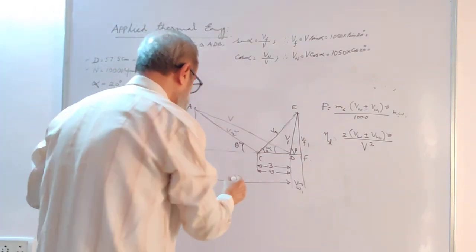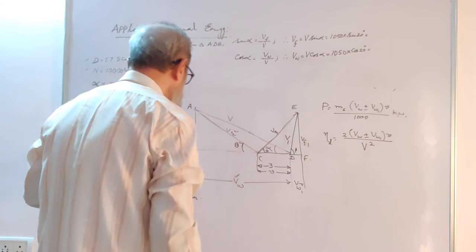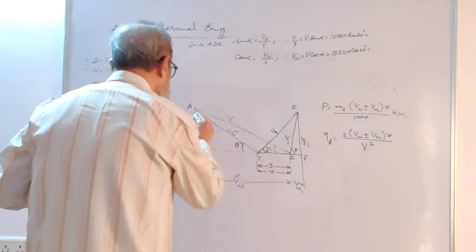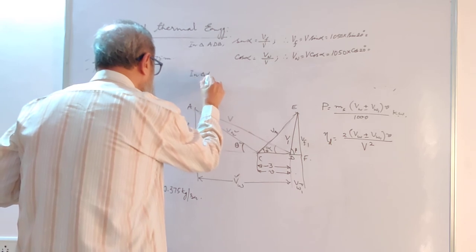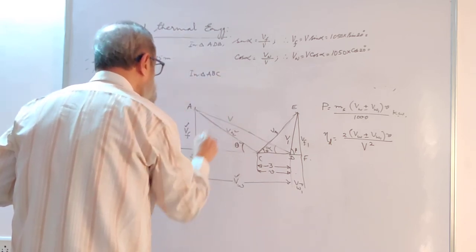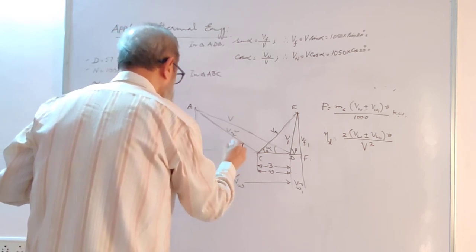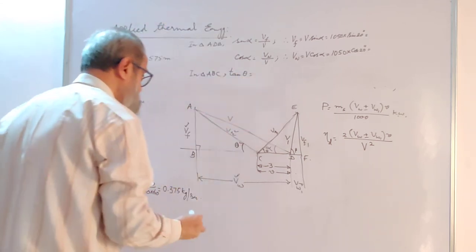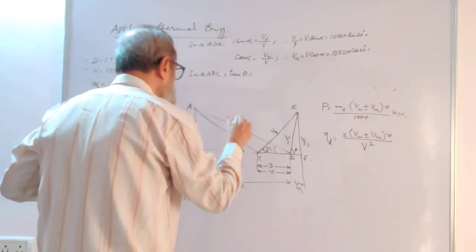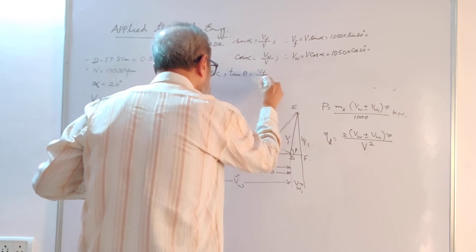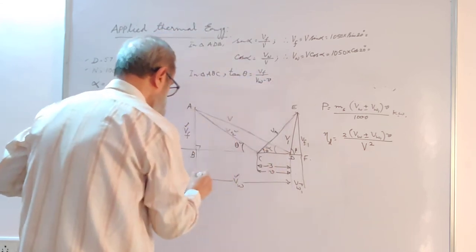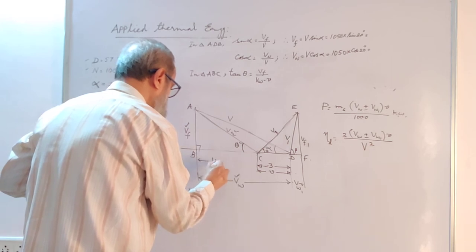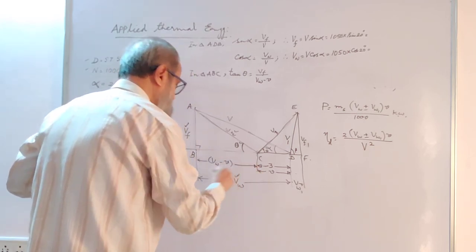Now you get Vw and Vf, right? Then what you have to do is, you take triangle ABC, that's also a right angle triangle, here it is right angle. Now tan theta will be opposite by adjacent, that is Vf by Vw minus V. From here to here it is Vw, from here to here it is V. So this will be Vw minus V.